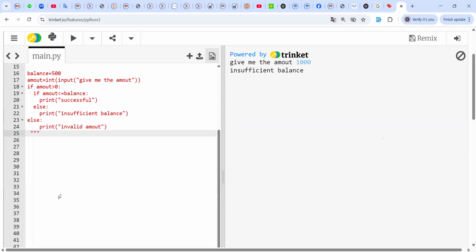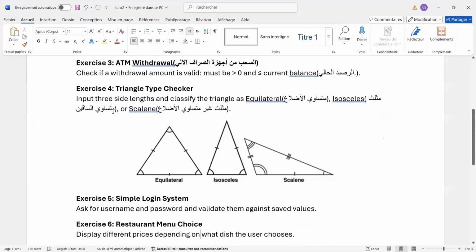We are going to pass to this exercise, which is exercise number 4. Again, we have to input 3 side lengths and classify the triangle whether it is equilateral, isosceles, or scalene. In this one, this side is equal to this side is equal to this side. That means this triangle is equilateral. A is equal to B is equal to C, okay?